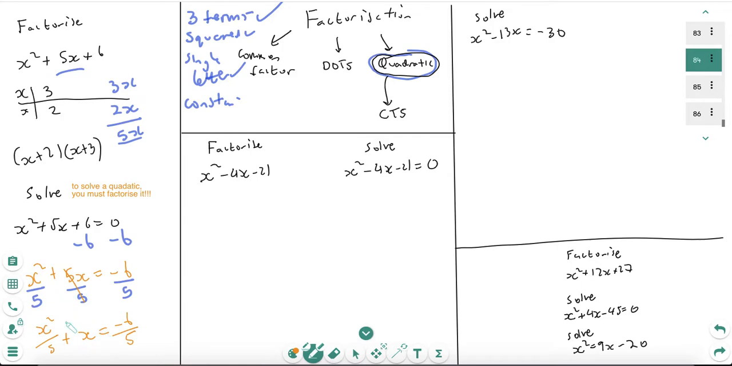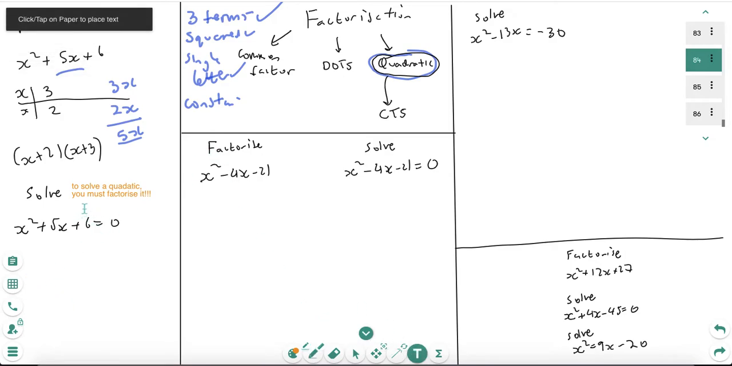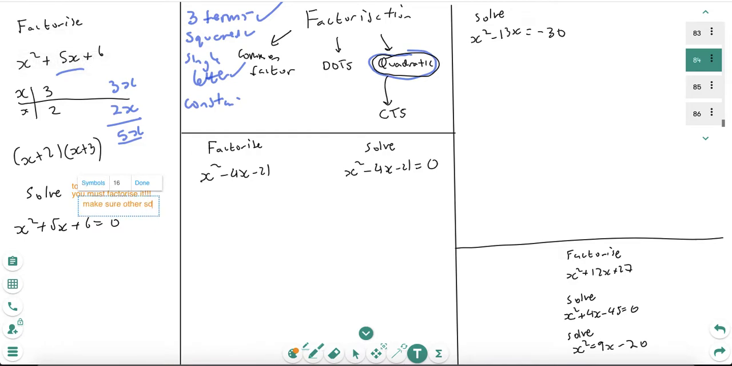It's impossible to do like this, okay? If you see a quadratic and you're asked to solve it, you must factorize it first. And before you factorize it, make sure the other side is 0. That's also important. So someone says solve. I notice a quadratic, so I must factorize it. And also the other side's 0, so we're all good to go.